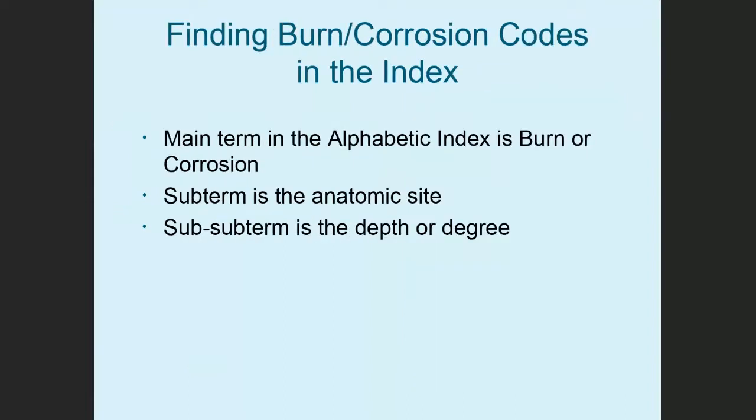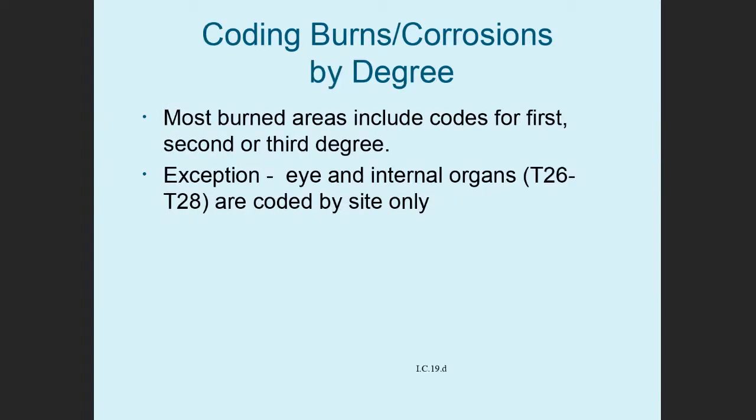So how do you look these up in the alphabetic index? Well, you find either burn or corrosion, then the subterm for the anatomical site, arm, foot, wherever. Indented under the site is the depth or degree of the burn or corrosion. Most burned areas include codes for the degree, first, second, or third. However, codes in categories T26 to T28 are by site only. This is eye and internal organs.